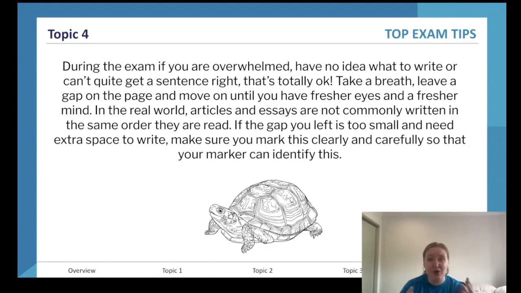In the real world, long pieces like this are so rarely written within 2.5 hours, and they're more often than not written in a different order than they are read. So professional authors will jump around and write all different sections of it. So it's okay to do that in the exam time. If the gap you've left is too small for what you end up writing, you can write elsewhere on the extra paper at the back, but it needs to be really clearly marked on the page, on the gap, and at the top of the extra bit at the end of the exam paper, so that the marker knows where to find that. It's really important that's done.